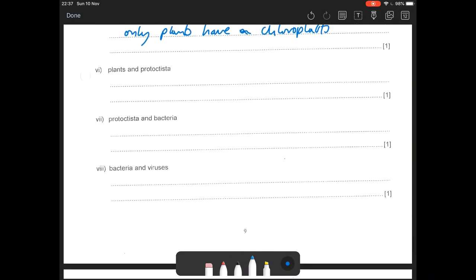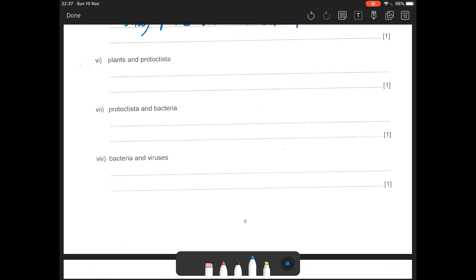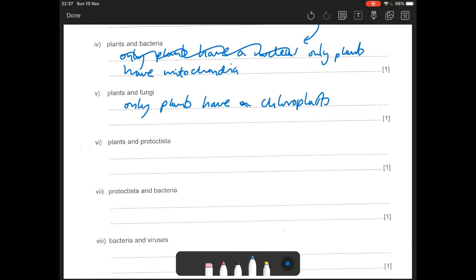Further on, plants and Protoctista, quite difficult now to think of some differences. So plants and Protoctista are both eukaryotic cells. Some Protoctista have chloroplasts, not all of them. So they both have a nucleus, they both have mitochondria. Some Protoctista have chloroplasts. So struggling to find differences here. The difference we would distinguish those by is that only plants have a large permanent vacuole.